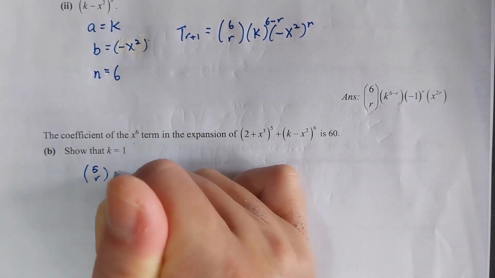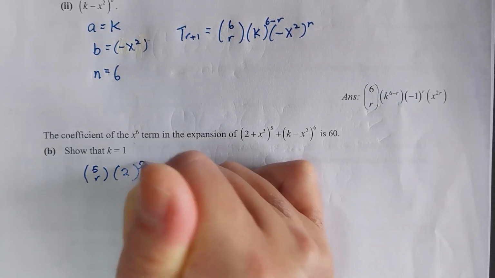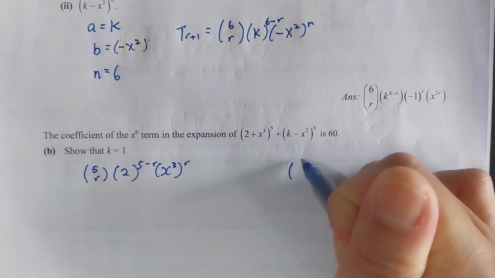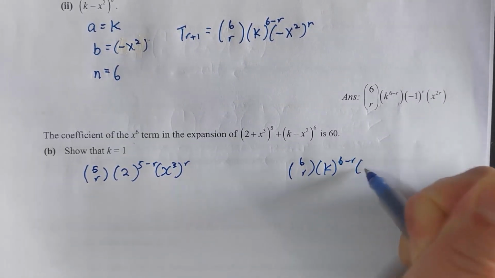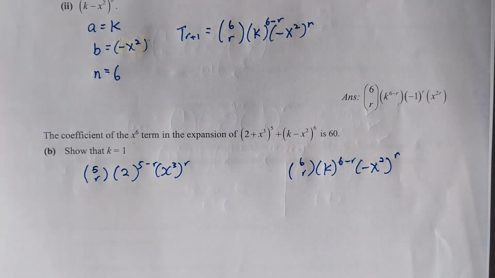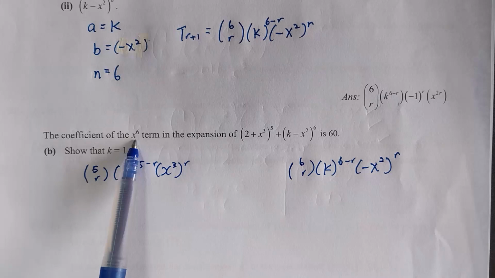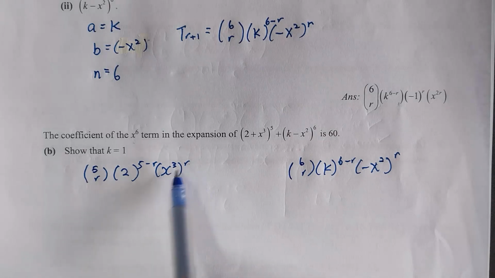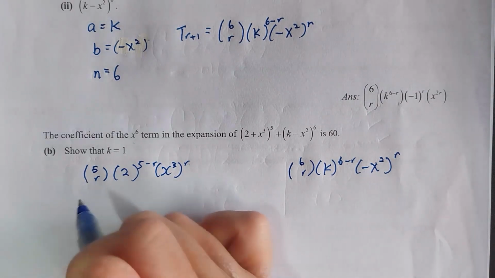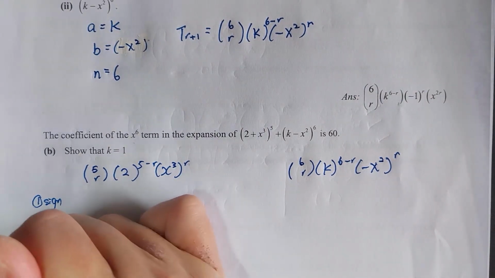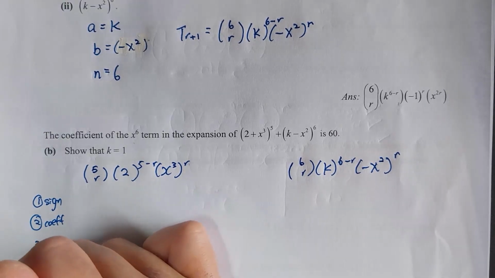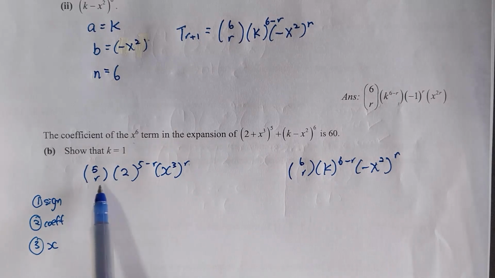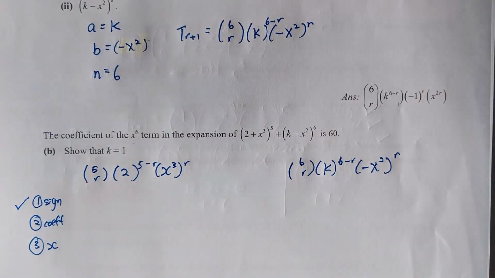So we need to know the coefficient for the x power 6 term. Just to rewrite the general term for the first part, which is this, the general term for the second part, which is this, and we are looking for the coefficient of x power 6. So for x power 6, this is the only x that we have. So recall, first we have to look for the signs. Then we have to look for the coefficients. And then we have to look for the x term. So in this case, there's no negative sign. So, well, we can simply put a tick here already.